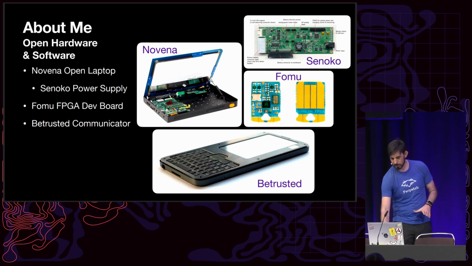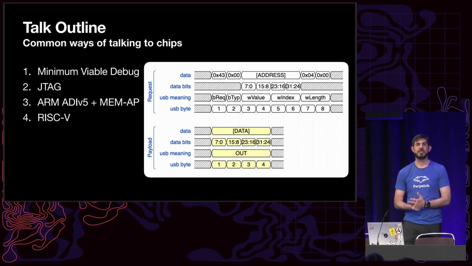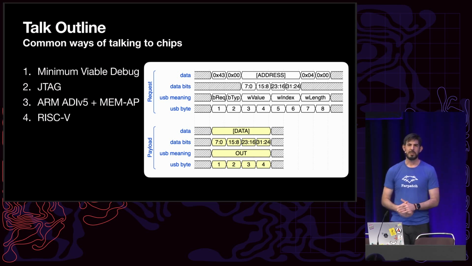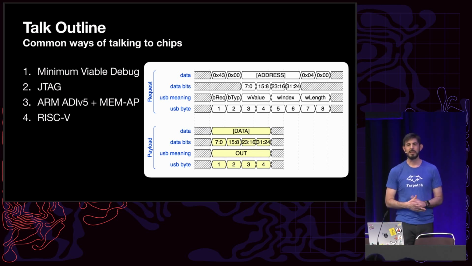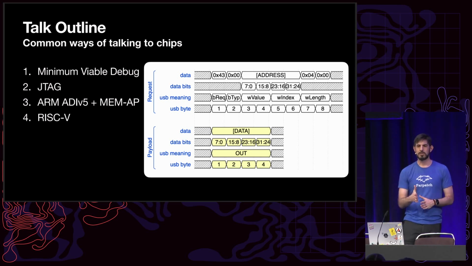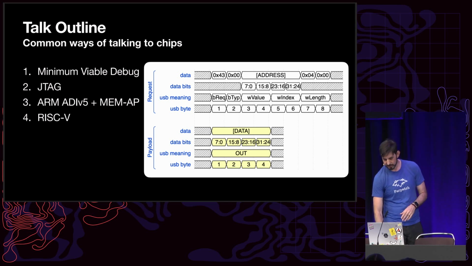I'd like to talk about what we're not going to cover. First, we're going to cover 4 things in this talk, assuming we have enough time. We're going to cover the minimum viable debug, what you need in the hardware to actually be able to set up a debugger. We're going to cover JTAG. We're going to cover ARM's ADIv5 and the MEM-AP. And then we're going to take a little detour and talk about how RISC-V does it.